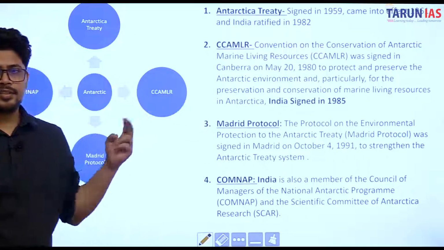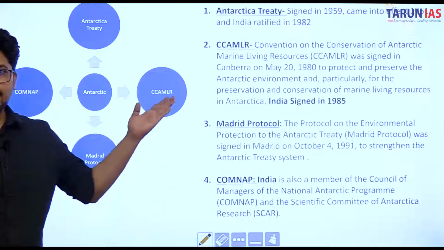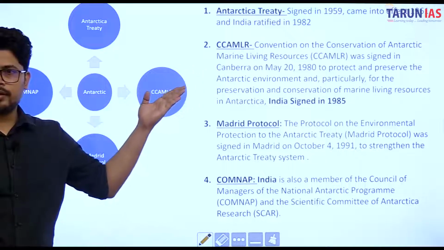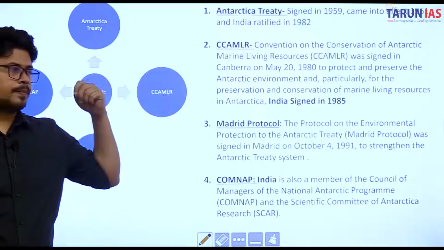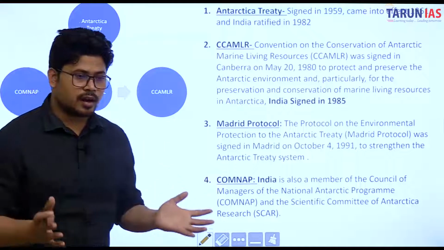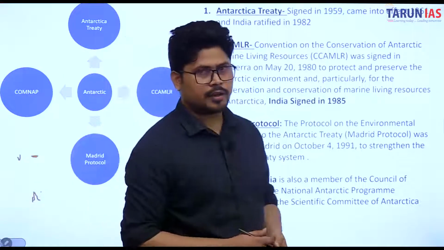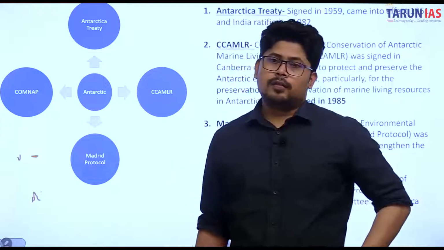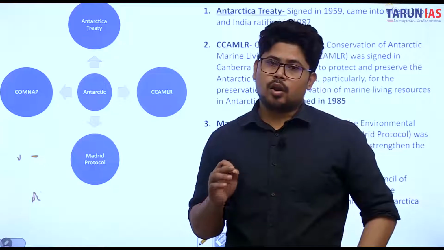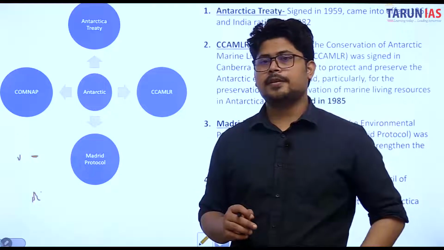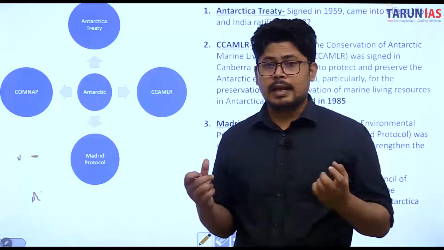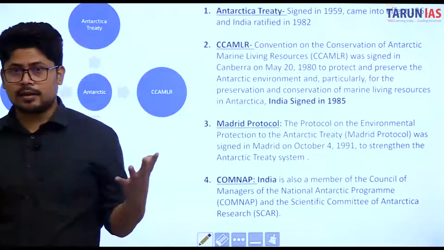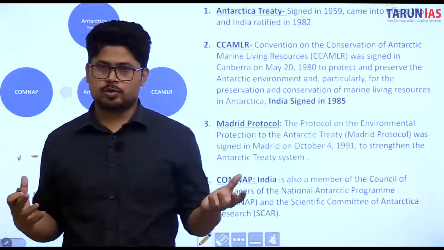Then comes the second, CCAMLR. CCAMLR means Convention on the Conservation of Antarctic Marine Living Resources. Now the Antarctic Ocean around the continent of Antarctica contains a lot of fishing grounds. It is a source of a huge amount of krill. Krill are the basic food of fishes. If the krill are in large amount, then fishes will also be in large amount.